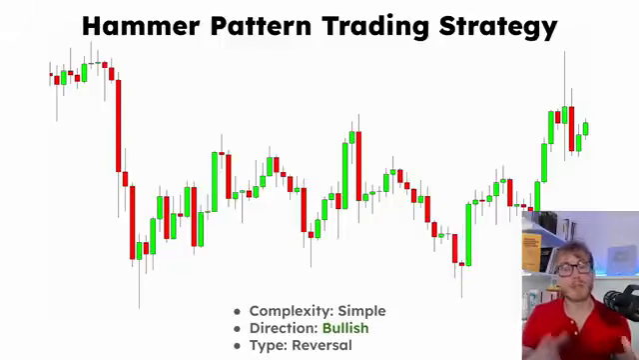So in this case, what about the entry point, the exit point, and our target level? Well, once again, and this is common for many patterns, the most common way to enter is to enter at the candle close of the pattern. And remember, this is a red body, so we enter at the lowest point of the body. That is when the candle closes.